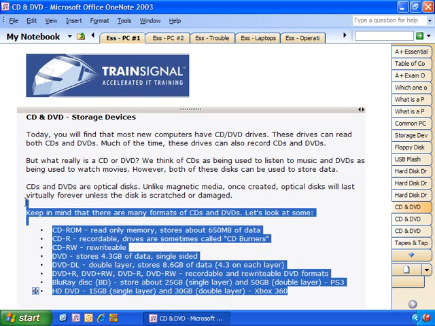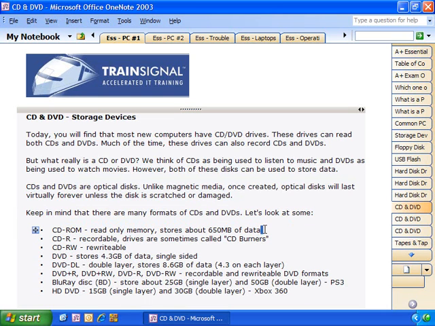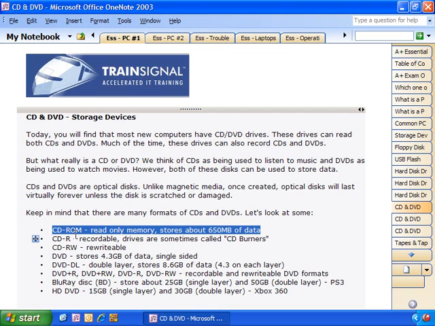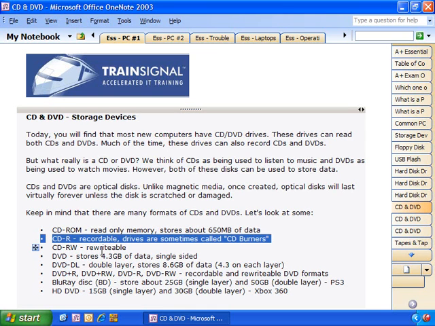Now keep in mind that there's many formats of CDs and DVDs. So let's look at some. The first one is a CD-ROM. A CD-ROM is read-only memory, and the CD-ROM stores about 650 megabytes of data, if that's what you choose to put on there, it's just raw data. So what happens is the CD is burned, and then after that, that's it. Whatever data is on there cannot be taken off or changed. Then there's the CDR. CD recordables is what a CDR is, and these drives are sometimes called CD burners.